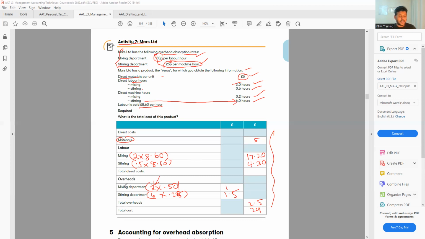But with the overhead, be very careful. They said mixing department 50 pence per labor hour, so we need to multiply with the labor hour. And the string department 25 pence per machine hour, so that's why we took the machine hour. Don't take this one, 0.2, because the mixing department depends on the labor hour. Very careful with that. You can see here very clearly, they said the overhead absorption rate for the mixing is on a labor hour basis, and for the string is on a machine hour basis.